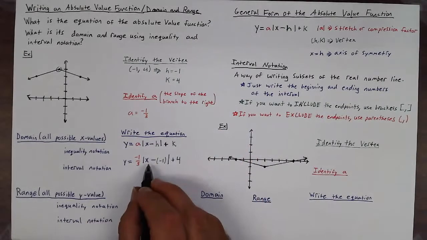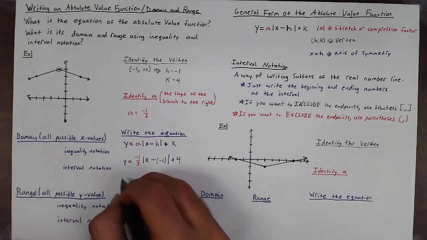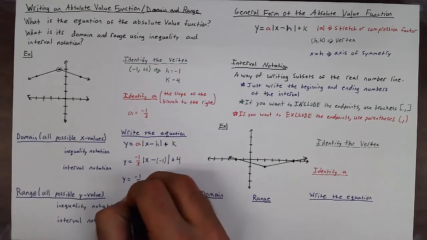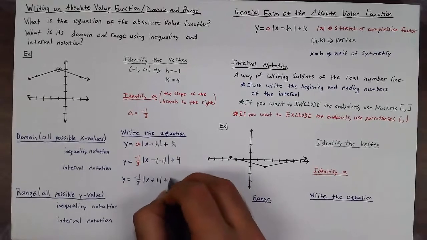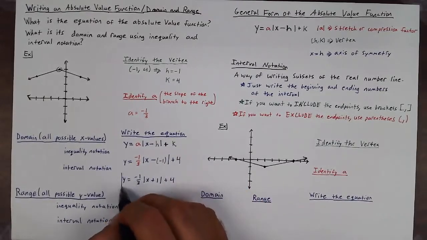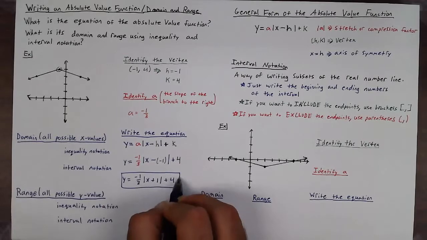Now I have x minus -1, so my final answer will be y equal to -1/3 times the absolute value of x plus 1 and then plus 4. And that'll be the equation for that graph. Definitely not too bad to figure out.